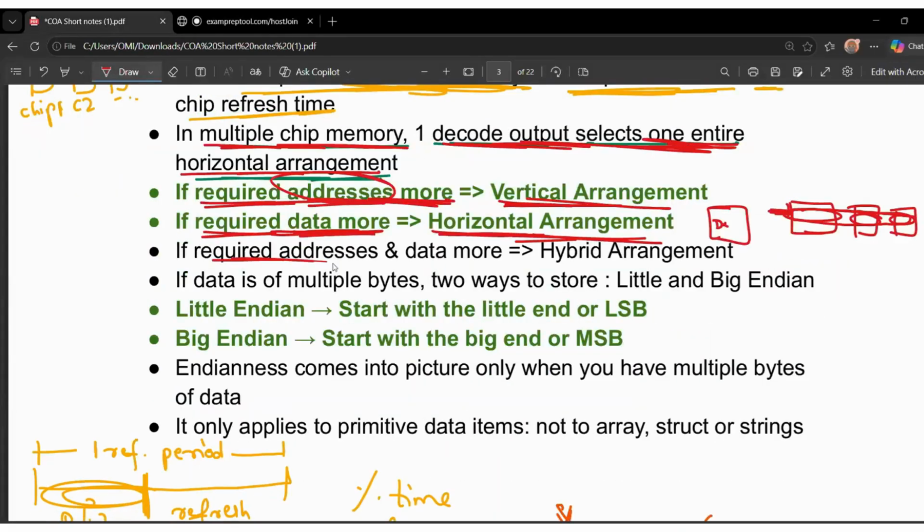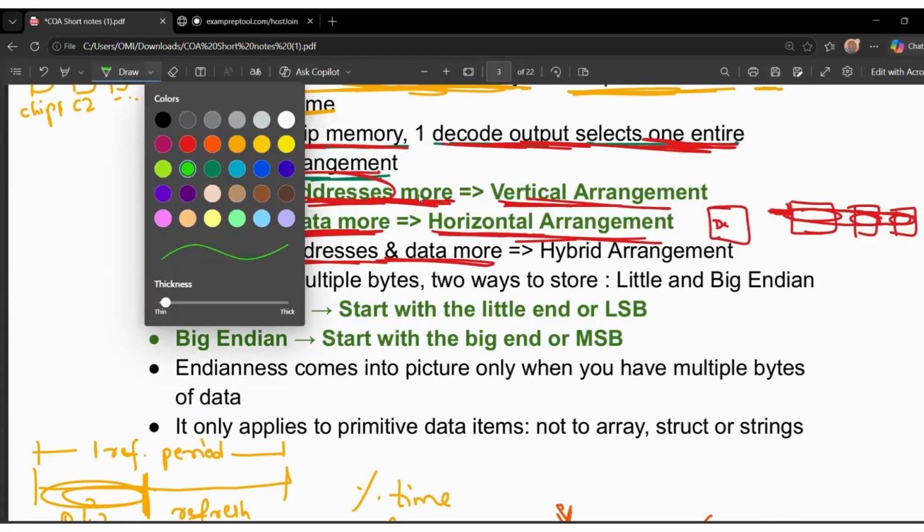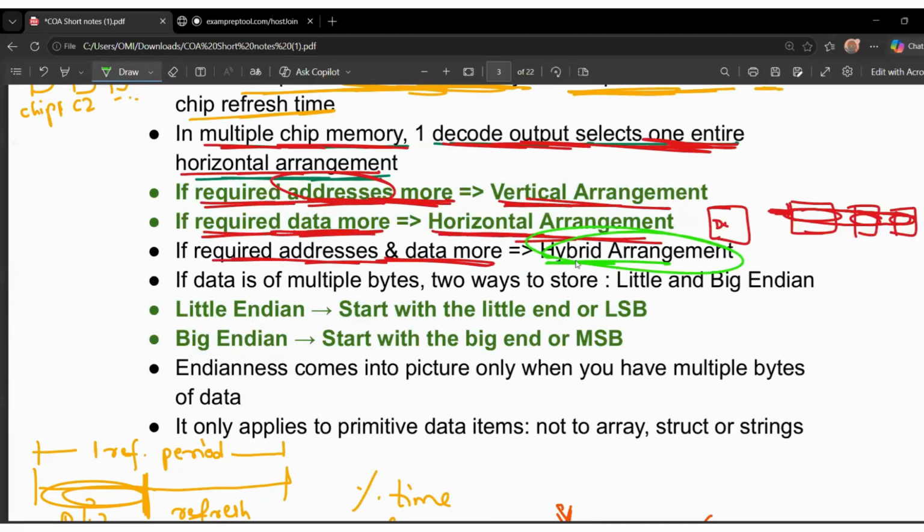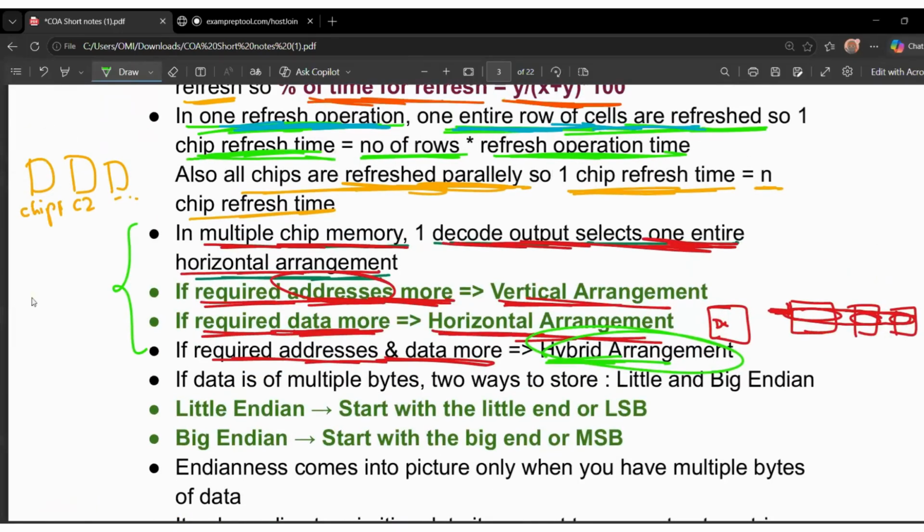So if you require both address and data more, you do hybrid arrangement. What does hybrid mean? It is the combination of both vertical and horizontal. Yes or no? So this is the expansion topic we have seen, memory expansion.